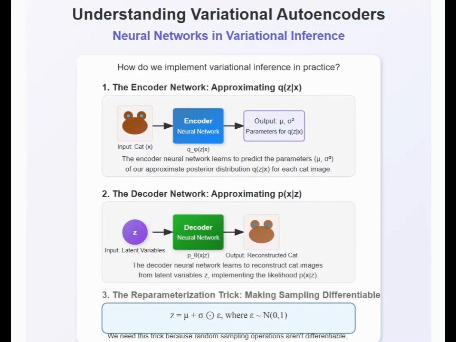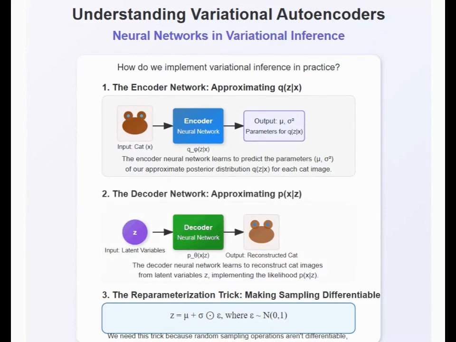Finally, we need to address an important technical challenge, the reparameterization trick. Why do we need this? Neural networks are trained using backpropagation, which requires operations to be differentiable. However, randomly sampling from a probability distribution is not differentiable. We can't compute how small changes in the distribution parameters would affect a random sample.